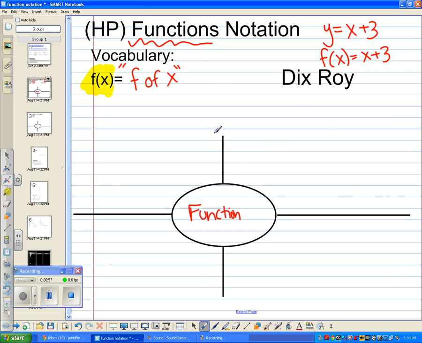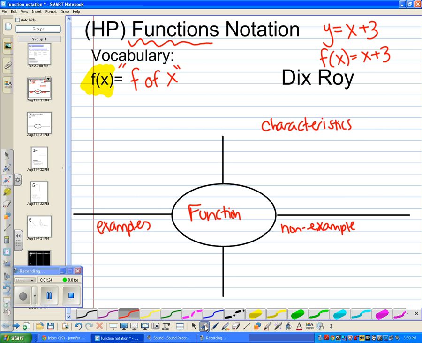If you've noticed, I've split my notes into 4 parts. I want to tell you some characteristics of functions. I want to show you some examples of functions, what they look like graphically and in other formats, and then I'm going to show you some non-examples, and hopefully by the end we can come up with a pretty clear definition. So functions, some examples and some non-examples.